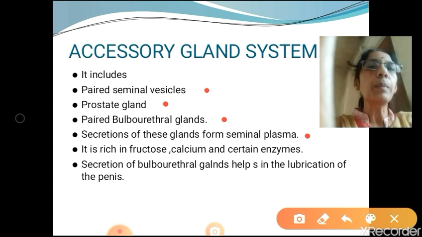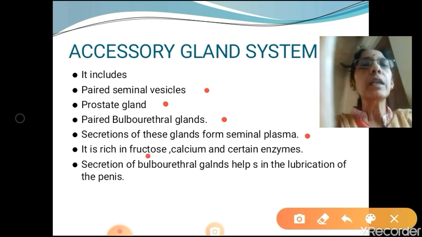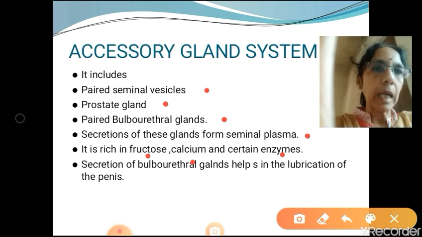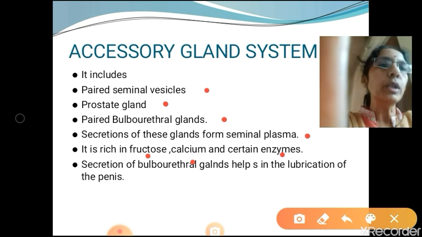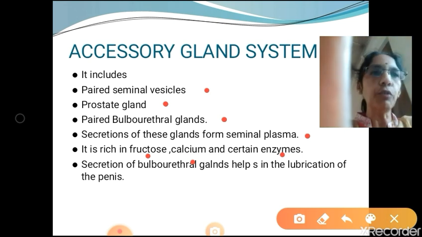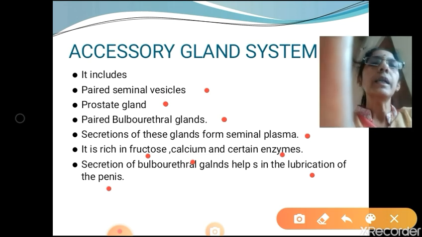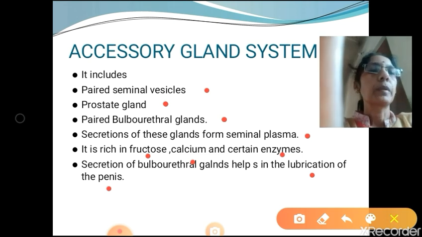This seminal plasma is rich in fructose, calcium and certain enzymes. The secretion of the bulbourethral gland helps in the lubrication of the penis during insemination.